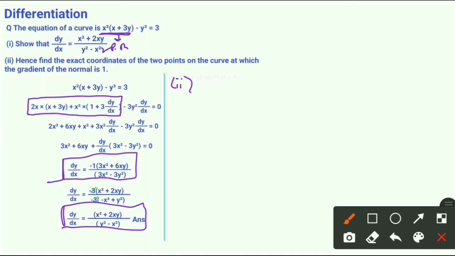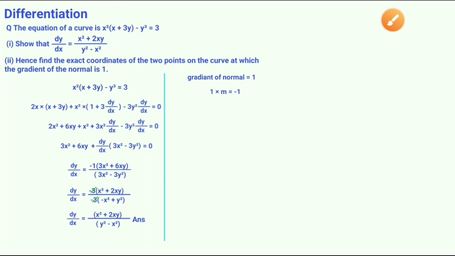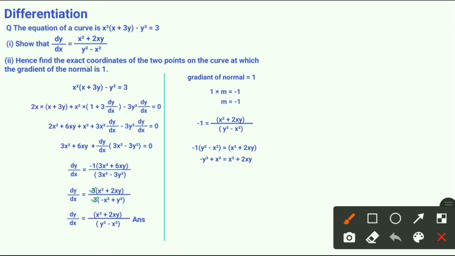Then you go into part 2. This was part 1. Gradient of normal is 1. Okay, what's happening in here? Hence find the exact coordinates of the two points on the curve at which the gradient of the normal is 1. The gradient of the normal is 1.